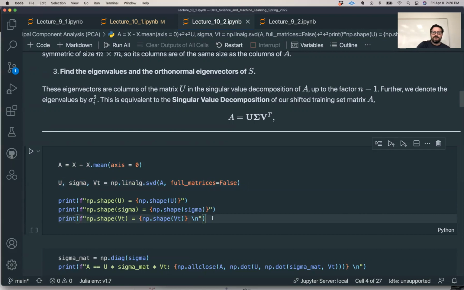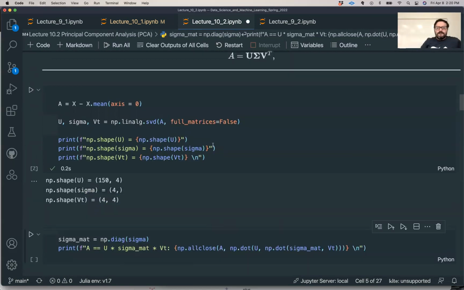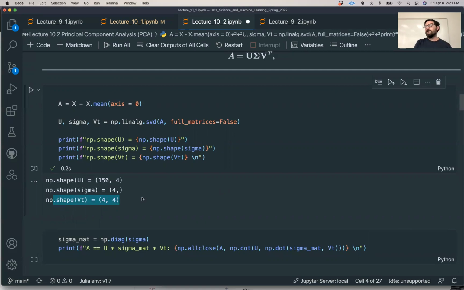So let's look at their shapes. Running that, U is 150 rows by 4 columns. The sigma diagonal matrix is just a vector with the singular values in it, because if you know it's a diagonal matrix, there's no need to store all those zeros. And then VT is 4 by 4, and these are the singular vectors.